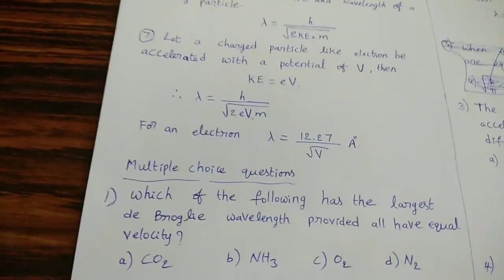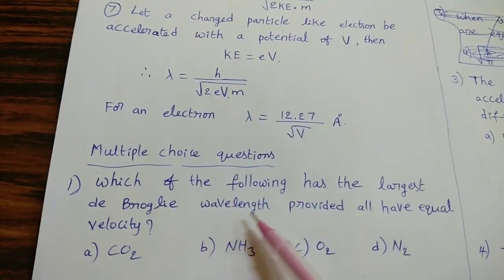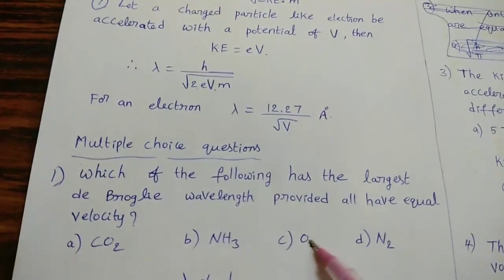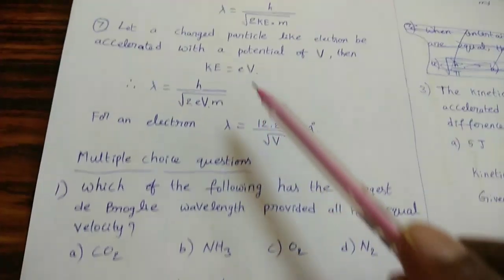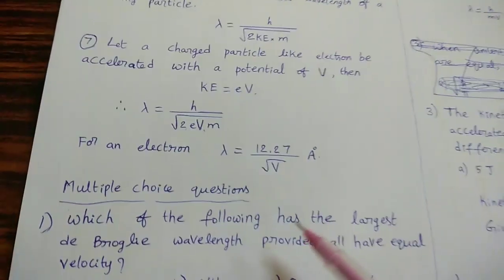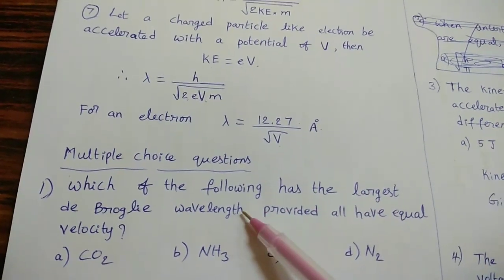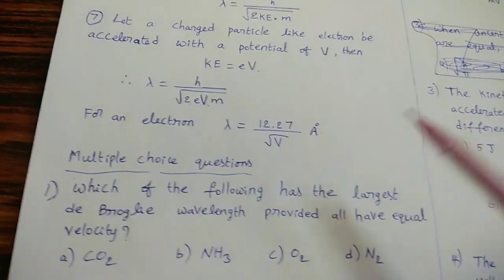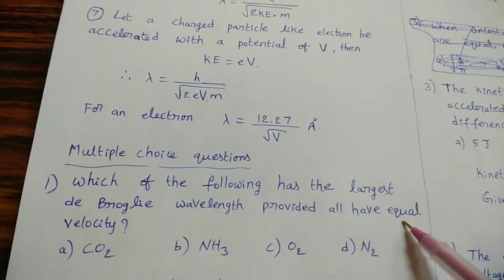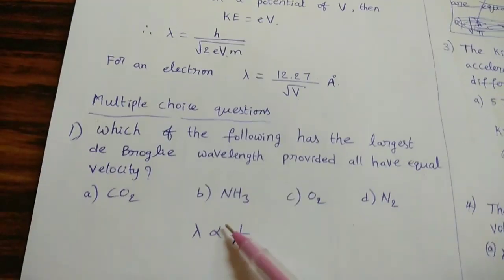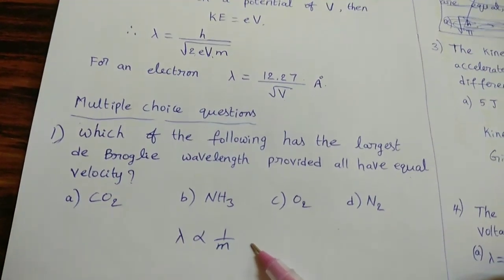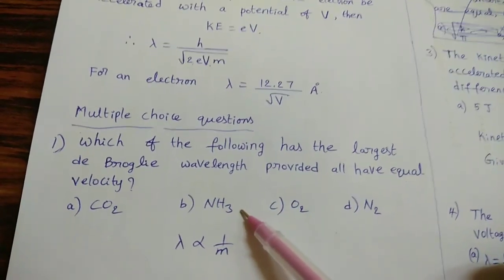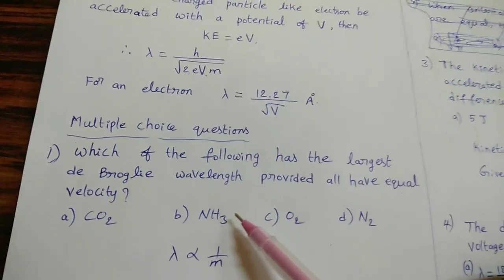See the multiple choice questions. Which of the following has the largest de Broglie wavelength, provided all have equal velocity? CO2, NH3, O2, N2. Here lambda equal to h by mv is the formula. The largest de Broglie wavelength means the one having the largest lambda value. h is constant, velocity is equal, so the only variable is mass. Wavelength and mass are inversely related. The option having the least mass has the largest wavelength. NH3 has the least molecular mass, so it has the largest de Broglie wavelength.